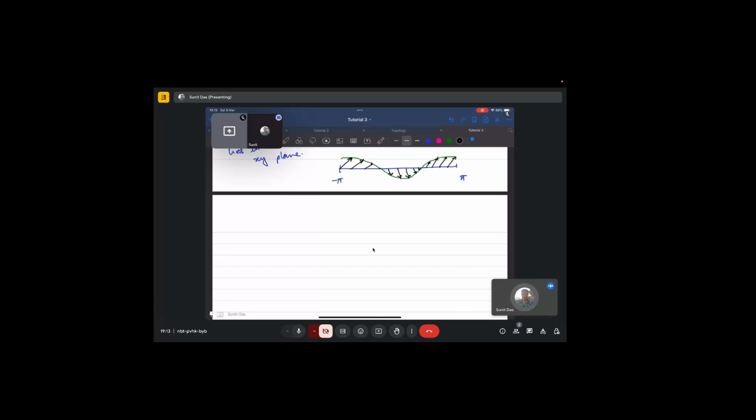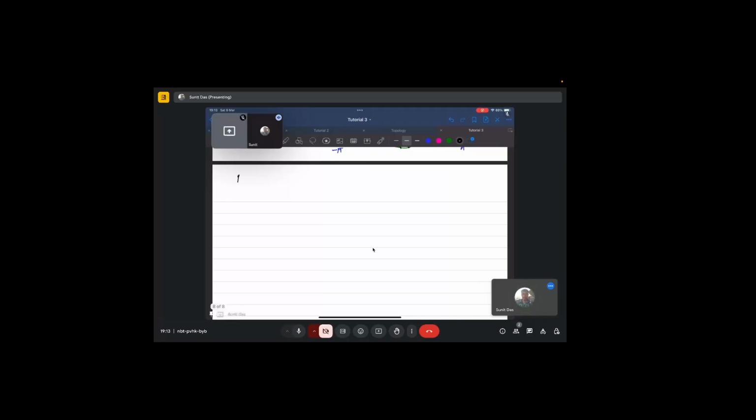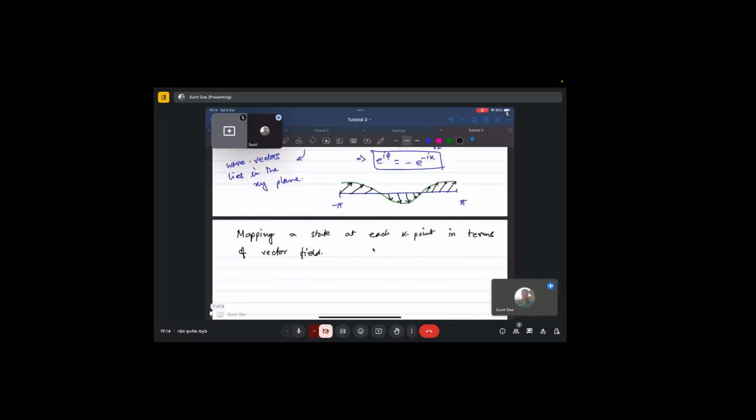So this is the vector field. This is essentially nothing but mapping a state at each k point with the vector field. So why does this change happen?